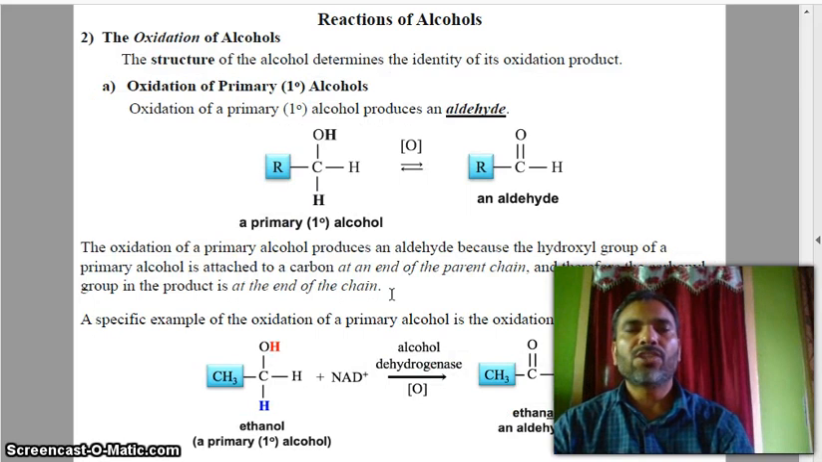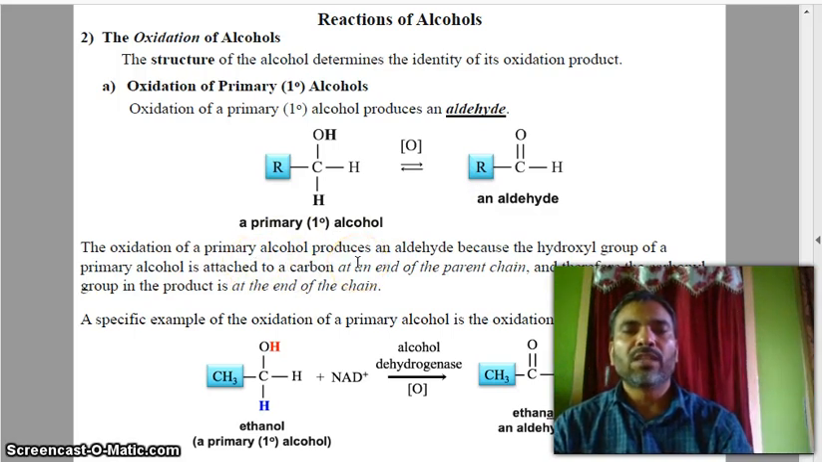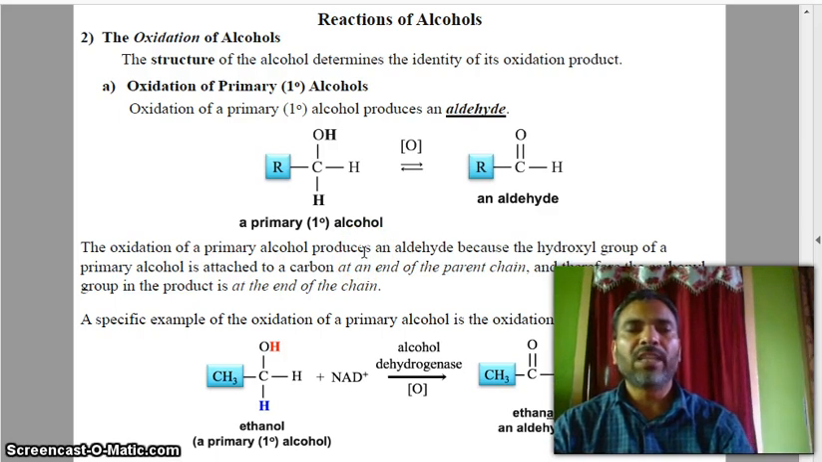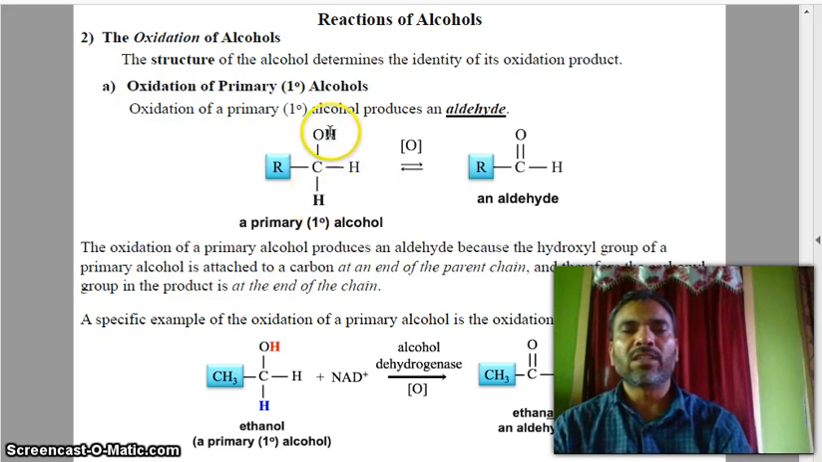So in oxidation of alcohol, the structure of the alcohol determines the identity of its oxidation product. Oxidation of a primary alcohol gives an aldehyde. The oxidation of a primary alcohol produces an aldehyde because the hydroxyl group of a primary alcohol is attached to a carbon at an end of the parent chain, and therefore the carbonyl group in the product is at the end of the chain. Look here, this proton and this proton will be removed and an aldehyde is formed.